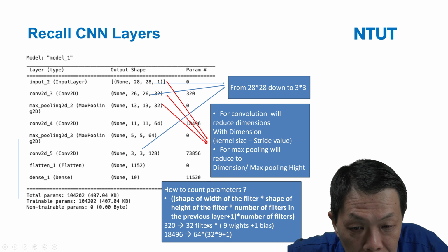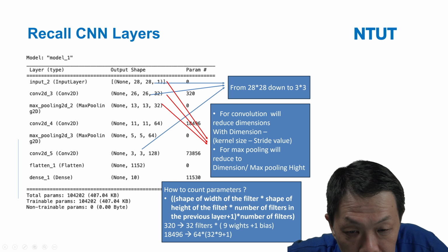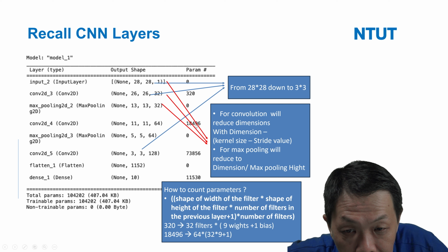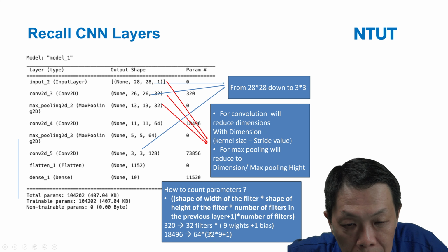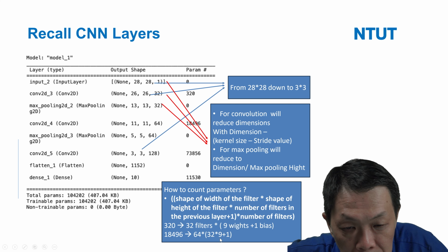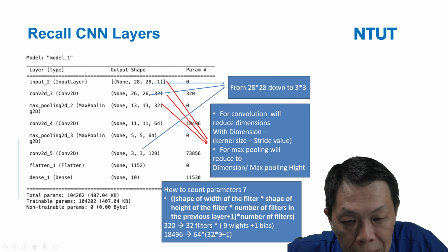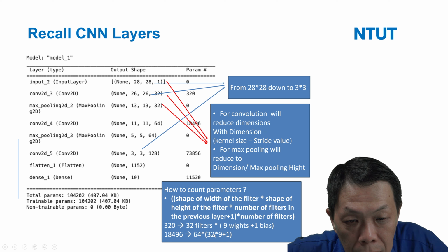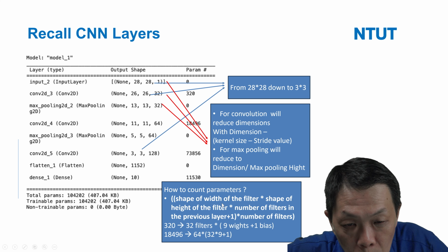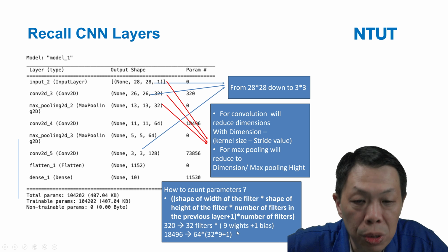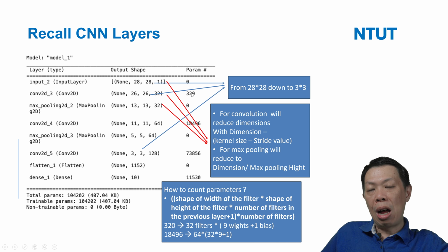18,496 is also calculated by the equation. In this layer we have 64 filters multiplied by (the previous layer's filters, and the width and height, which is 3x3 of the kernel size, and +1, which is a bias). So that's how we get the parameters.